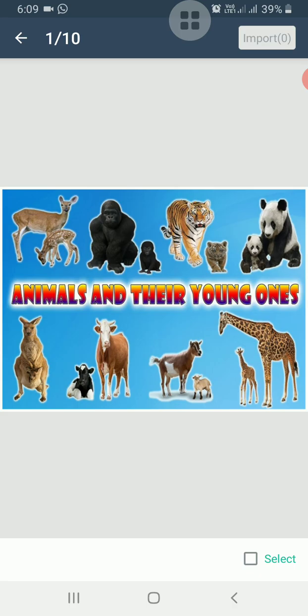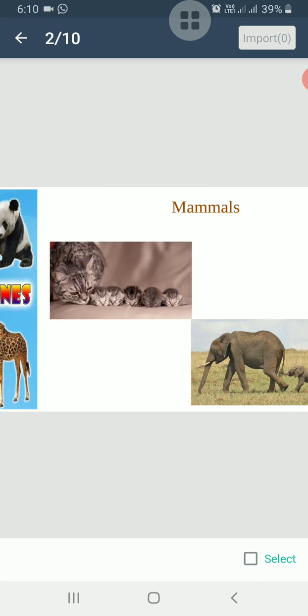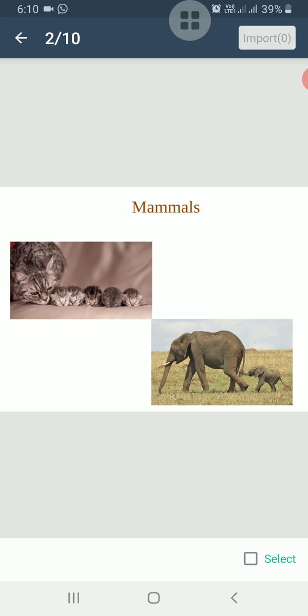Animals can reproduce in two ways: first, by directly giving birth to young ones, and second, by laying eggs, out of which a baby hatches after a specific period of time. So, firstly, we will learn about animals that give birth to young ones.